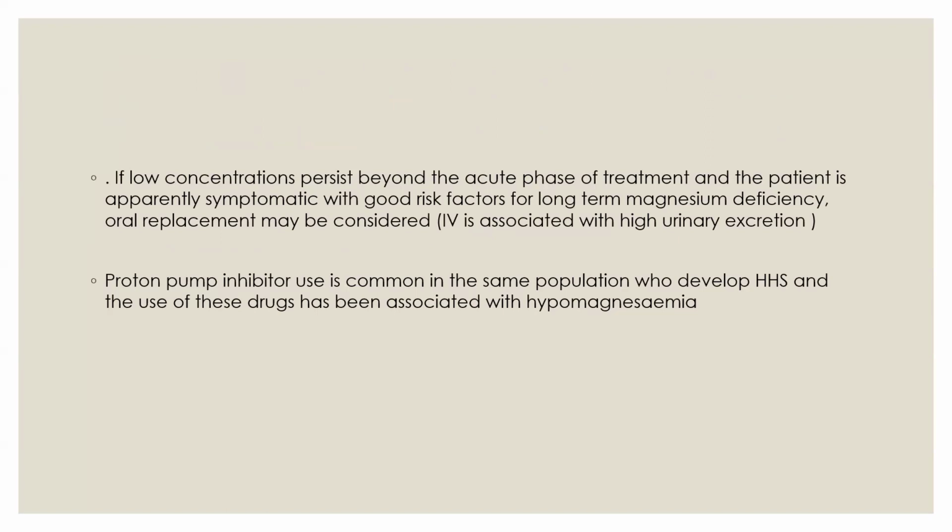Proton pump inhibitor use is common in some populations who develop HHS, and the use of this drug has been associated with hypomagnesemia.